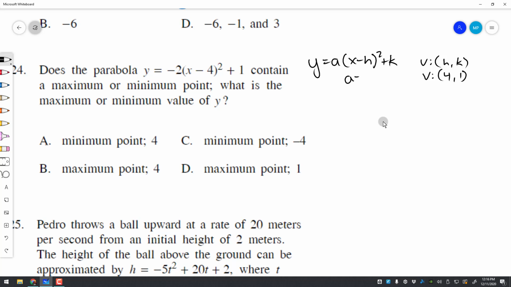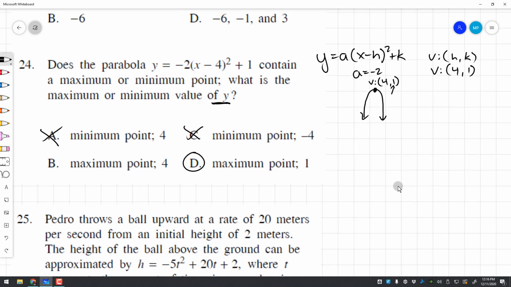Our a value here is negative 2, which means we have a reflected or upside-down parabola, and it's been vertically stretched by a factor of 2. But more importantly, it's upside down and its vertex is at (4, 1). So is this point a maximum or minimum? Well, it's clearly a highest point, so it's a maximum. And it even helps me out. What is the maximum or minimum value of y? Right? x is not maxing out here, it's y. So the highest y value, the maximum y value we get to, is 1. So D for 24.